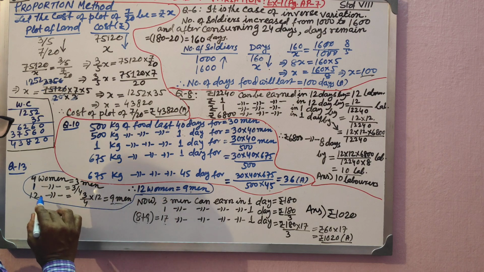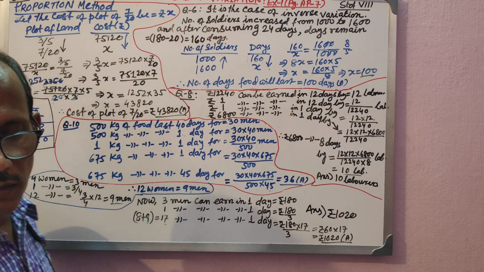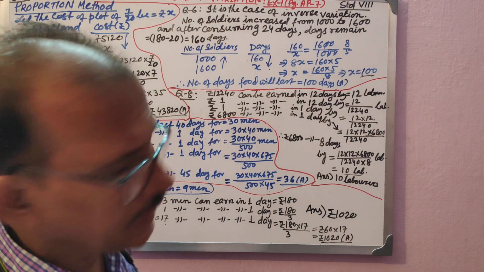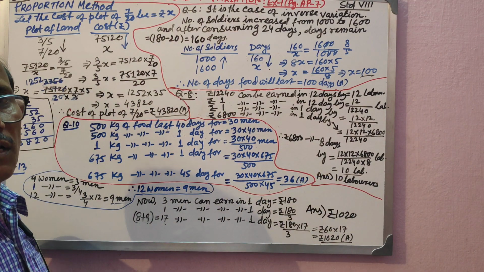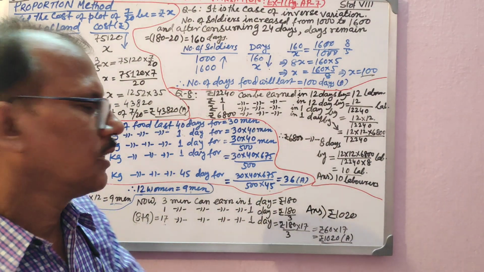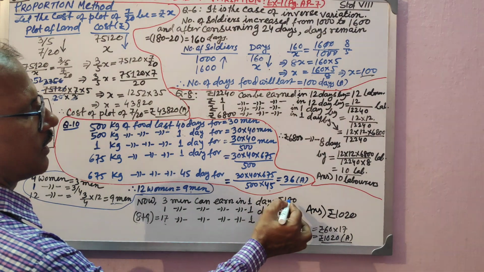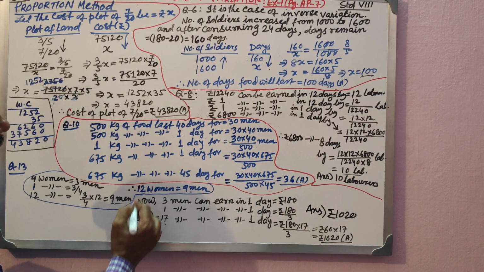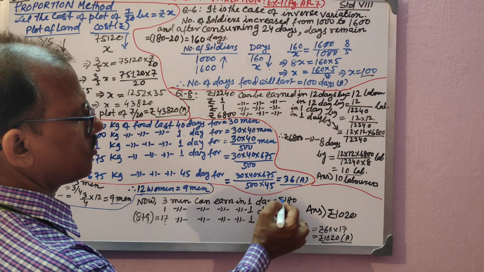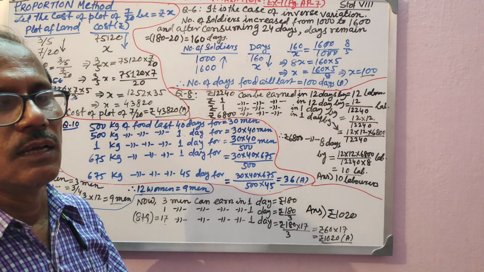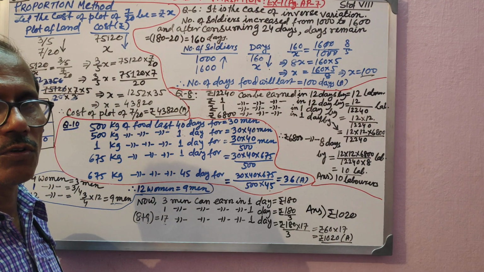However, you can find out as 3 men can earn in one day this much. Therefore, how many men is given to you? 8 men can earn this much. The 8 men's earning, you keep it. Then 4 women can earn in one day 180. Then 12 women can earn in one day how much? That one you keep it. Both you add it. That procedure also you can follow.